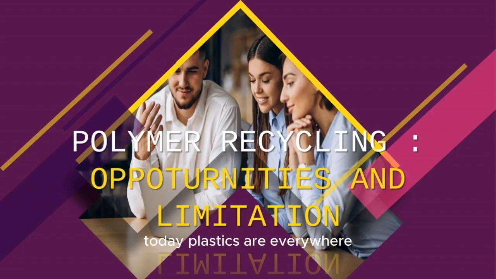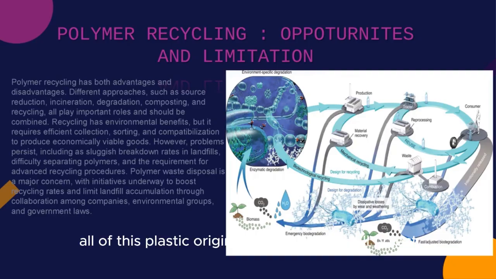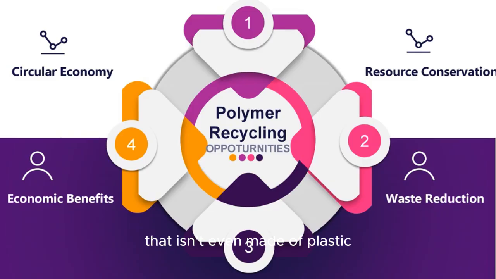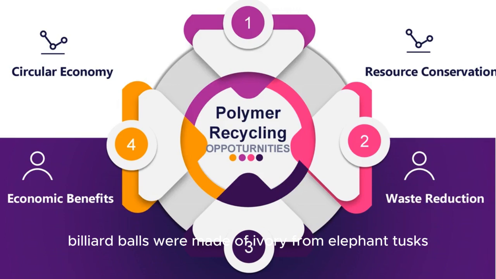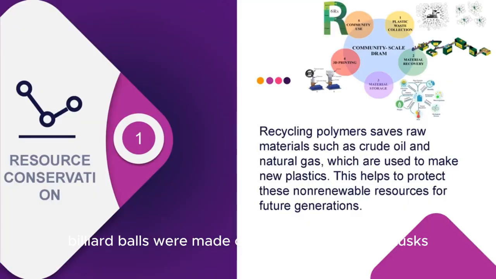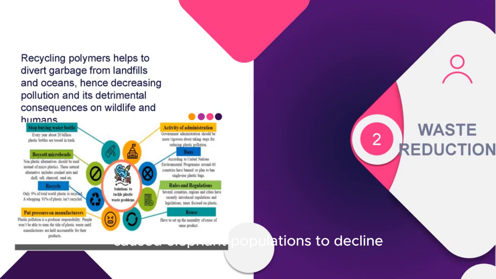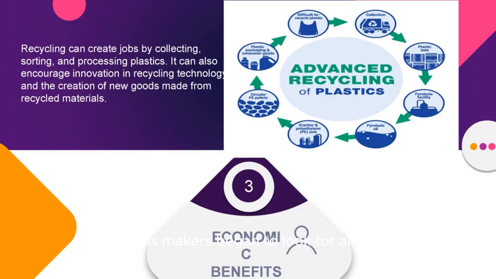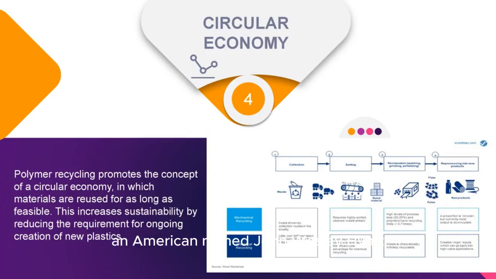Today, plastics are everywhere. All of this plastic originated from one small object that isn't even made of plastic. For centuries, billiard balls were made of ivory from elephant tusks. But when excessive hunting caused elephant populations to decline in the 19th century, billiard ball makers began to look for alternatives, offering huge rewards.